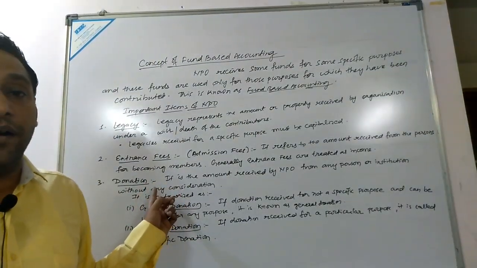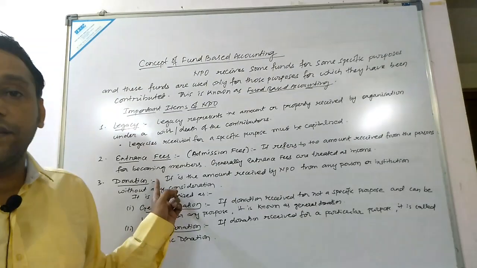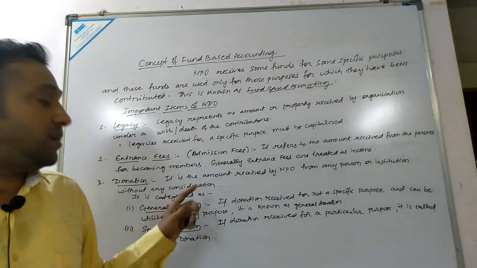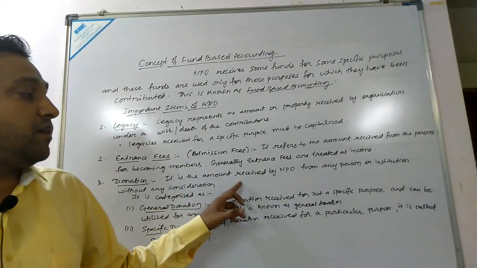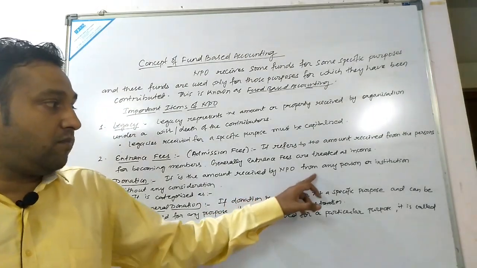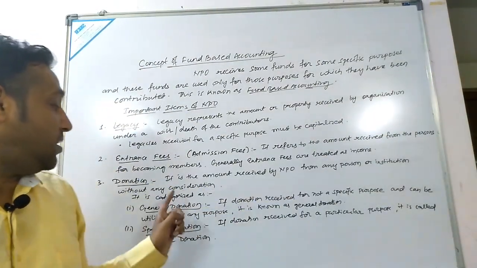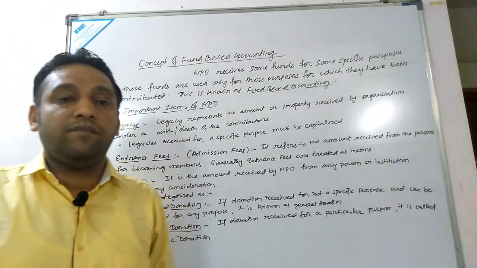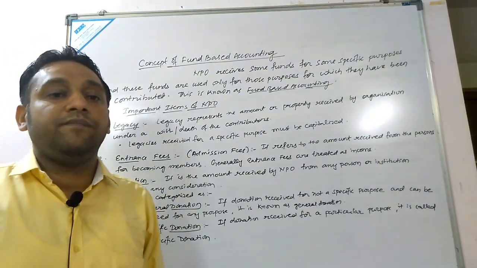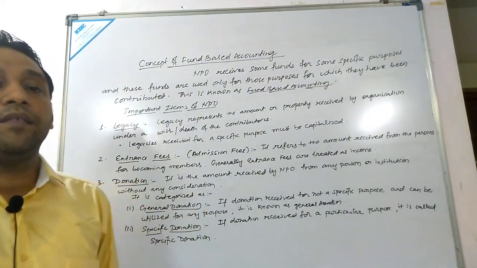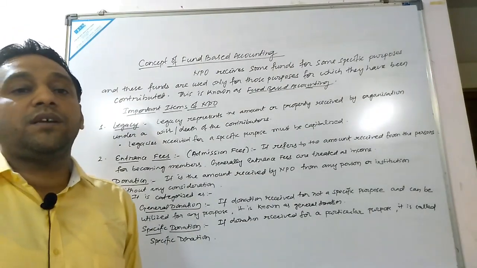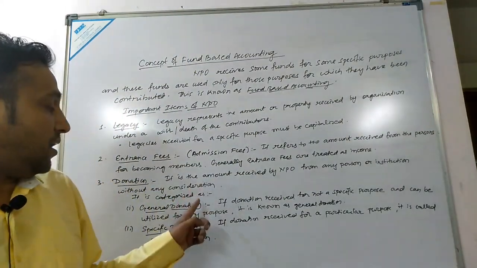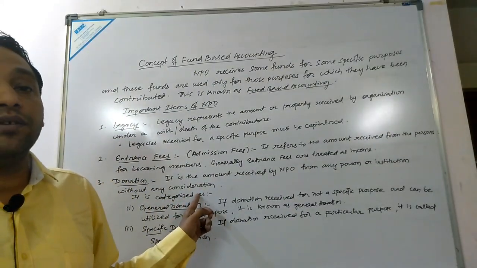Next one is donation. Listen, this is the most important part. Here the confusion arises as to which type of donation is to be taken. First of all, what do you mean by the term donation? Donation means the amount which has been received by an NPO from any person or any institution without any consideration. That means if any outsiders or outside organization are paying an amount without any consideration, then such amount collected from outside is known as donations.